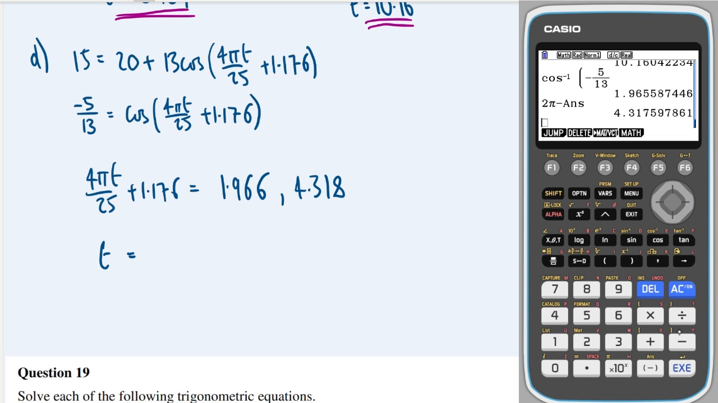So I'm going to minus, times by 25, divide by 4 pi, and I get 6.25. That was the second one. And after that, I'll do it the same for the first one. So that is 1.966 minus 1.176 times by 25 divided by 4 pi. And I get 1.57.